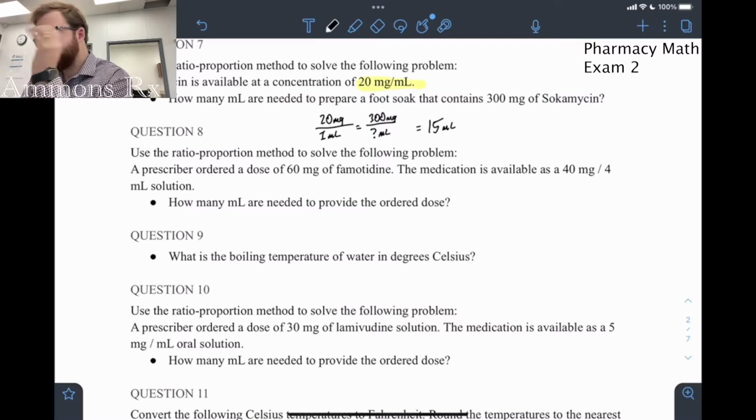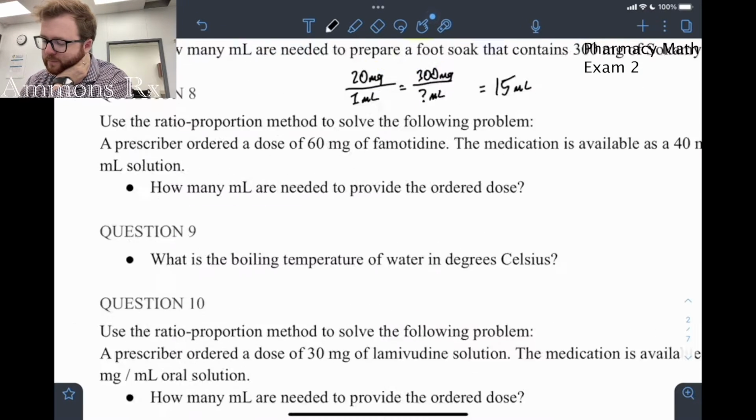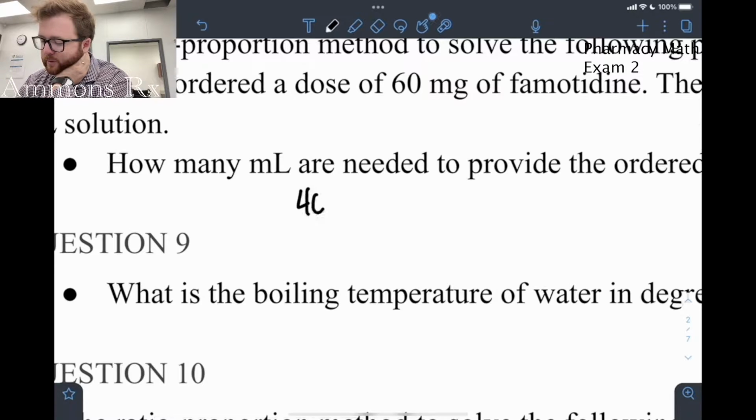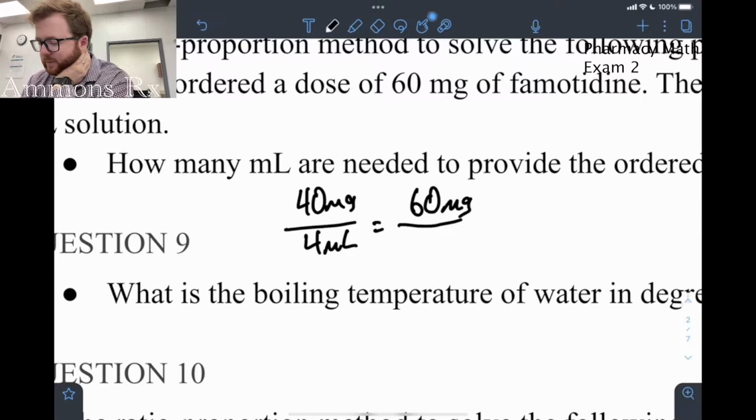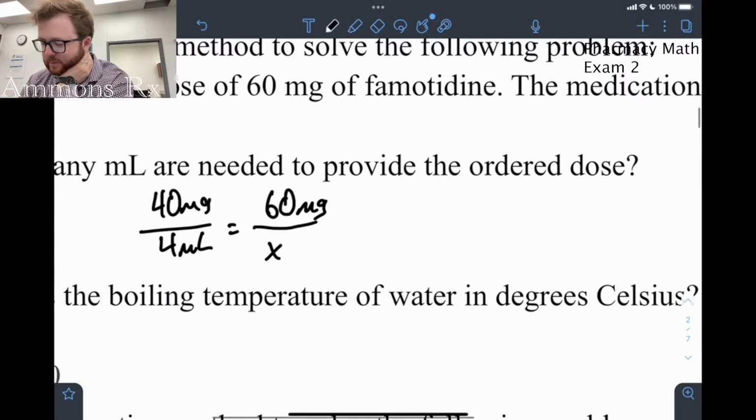Prescriber ordered a dose of 60 milligrams of famotidine. It's available as 40 per 4. So 40 milligrams per 4 mils is equal to 60 milligrams over x. 60 times 4 divided by 40, which is 6 mils.